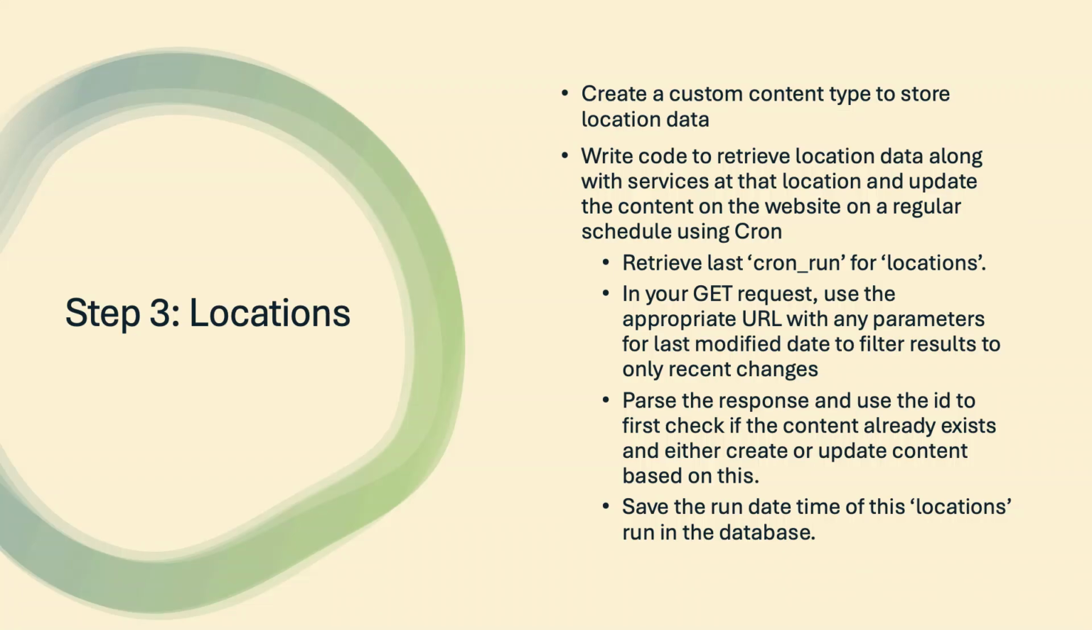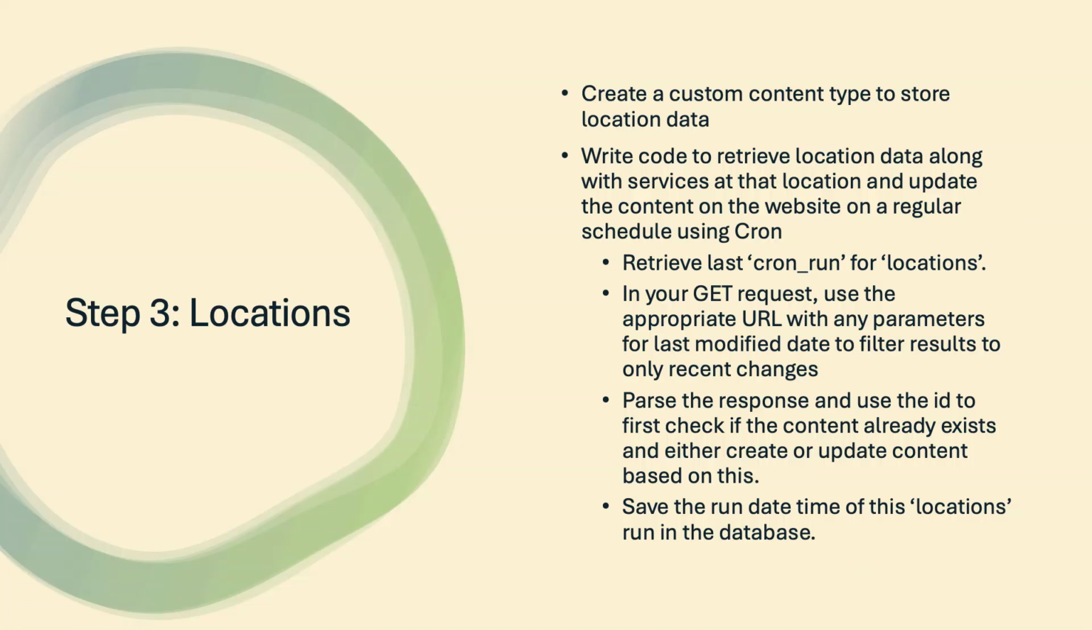You've created the structure. Now let's build the cron job to fill the data. So you write code to retrieve the location data, along with services at that location, and update the content on the website on a regular schedule using cron. So we're going to start by using the cron run table, and we're going to pull the location.